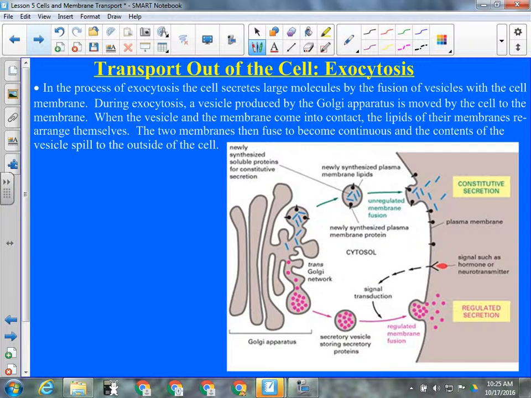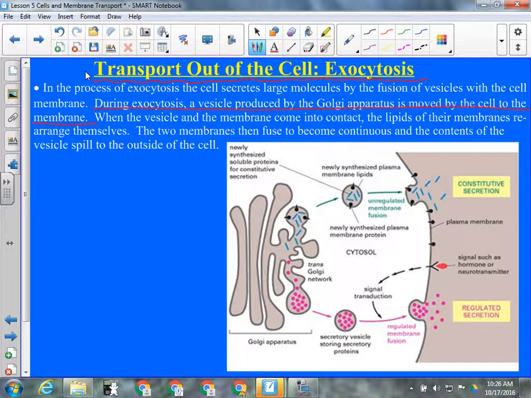All right, transport out of the cell. If we want to move something out of the cell, that's exocytosis. Okay, exocytosis is controlled by the Golgi apparatus. Okay, so the Golgi, which we talked about the other day, makes these vesicles, makes these bubbles that contain something. Those vesicles move to the membrane, they merge with the membrane, and whatever was inside pops out.